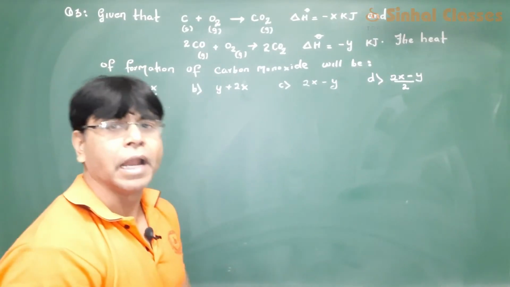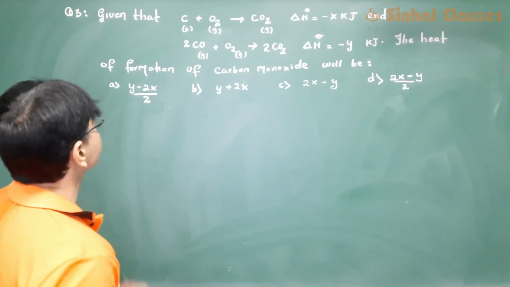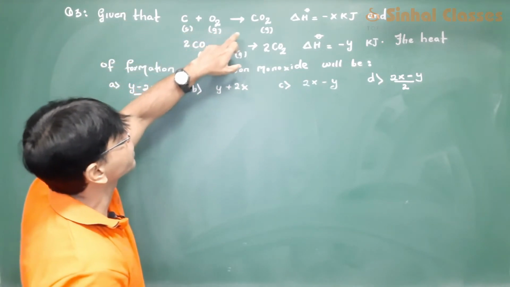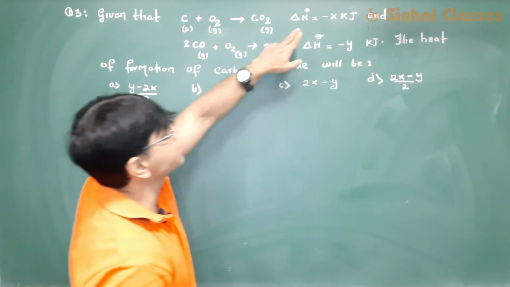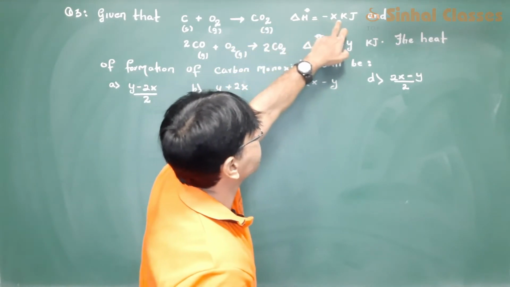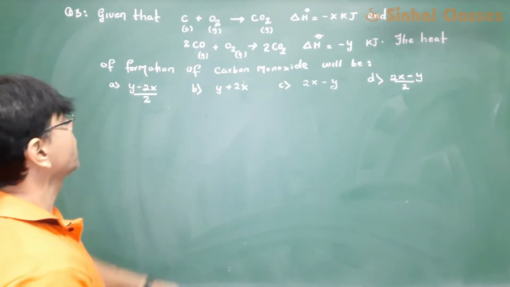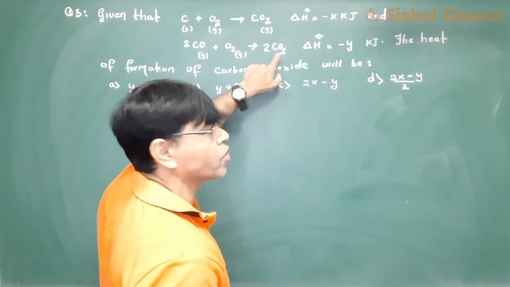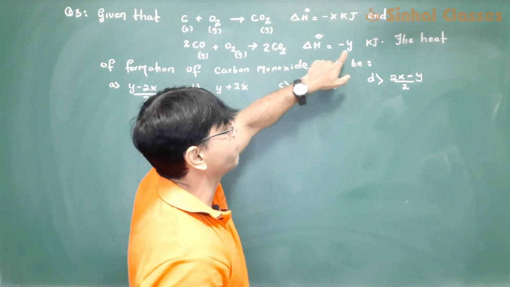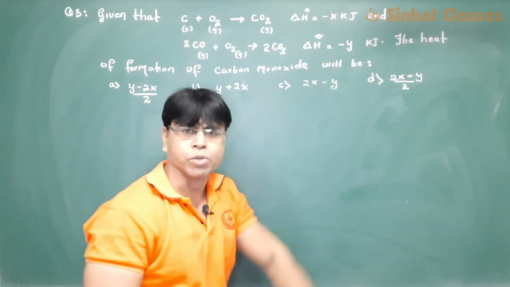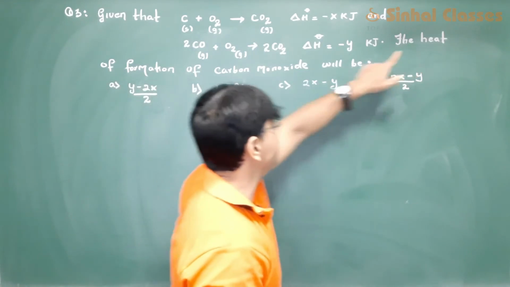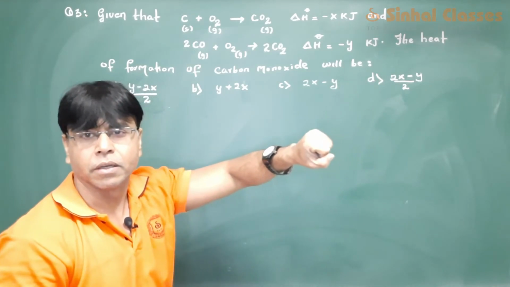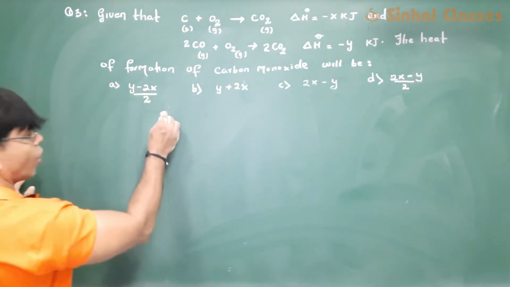Okay students, let's go to see the third question now. It says carbon solid plus oxygen gives you carbon dioxide, and the standard enthalpy for this is minus X kilojoules. And for carbon monoxide plus oxygen giving you carbon dioxide, the standard enthalpy value is minus Y kilojoules. The heat of formation of carbon monoxide will be. That's what you want to know.